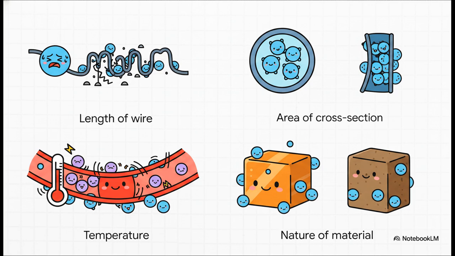Moving electrons are constantly crashing into fixed positive ions in the metal. So think about it. A longer wire, that means a longer obstacle course, so more resistance. A thinner wire, meaning a smaller area of cross-section, means less room to squeeze through. And if you heat the wire up, those fixed ions vibrate wildly, causing way more crashes. Plus, the actual nature of the material itself matters, since some substances naturally just have fewer free electrons to work with.